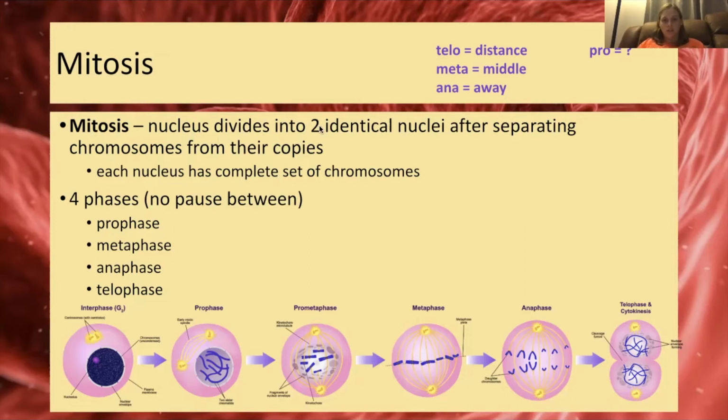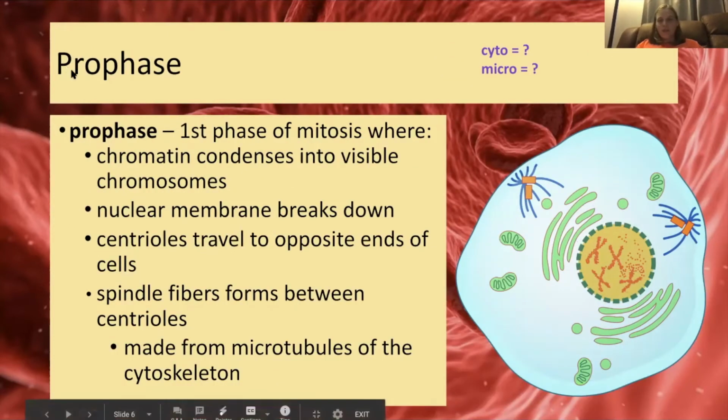One nucleus divides into two nuclei, and there are four phases. We call them prophase, metaphase, anaphase, and telophase. There is no pause in between these phases. And we're going to look at each one of them. Pro means first, and this is the first phase of mitosis.